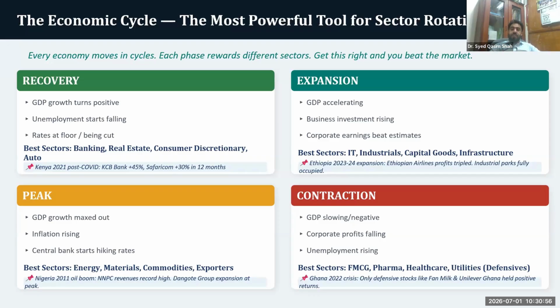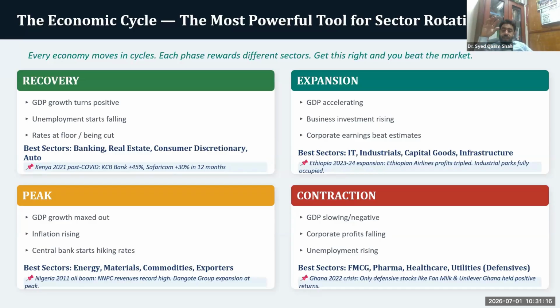They are investing in different businesses. Since GDP is accelerating, there are more opportunities. People are investing. Corporate earnings are increasing. They are beating the estimates. Whatever the projected profit, they are basically beating it. So they are generating more and more profits.